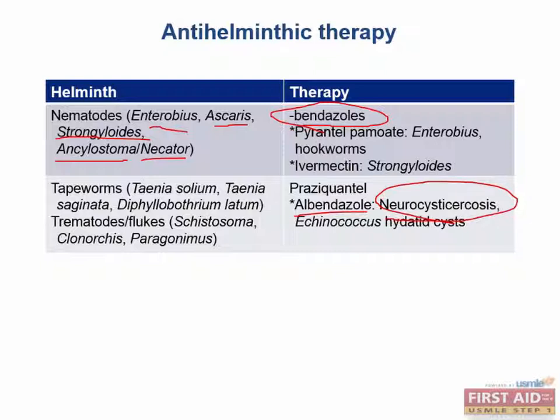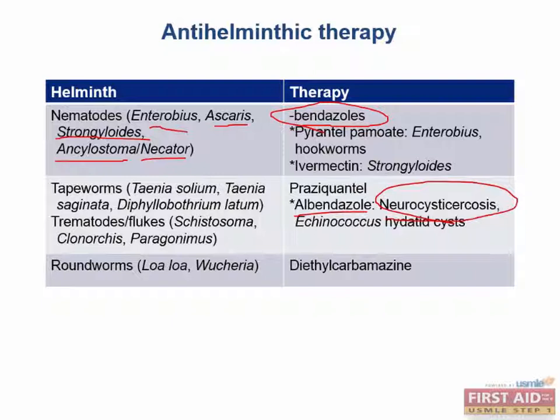Praziquantel works by increasing cell permeability to calcium, which causes paralysis. Careful not to confuse pyrantel with praziquantel because they look and sound the same, but definitely have different mechanisms of action. Other roundworms, Loa loa and Wuchereria, are treated with diethylcarbamazine.